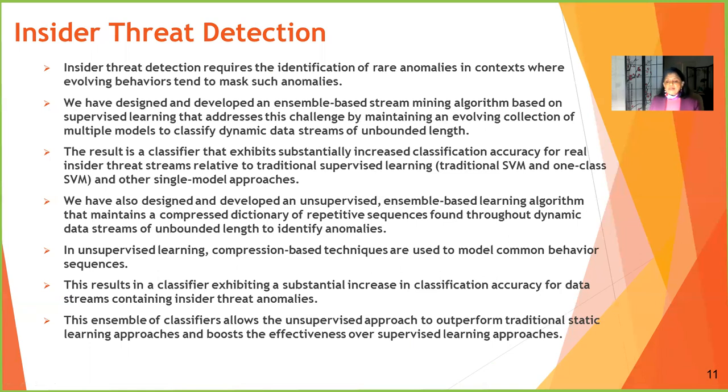And it is based on some complex dictionary methods. We have a number of papers in this area. So repetitive sequences found throughout dynamic data streams of unbounded length are used to identify anomalies. In unsupervised learning, compression-based techniques are used to model common behavior sequences. This results in a classifier exhibiting a substantial increase in classification accuracy for data streams containing insider threat anomalies. This ensemble of classifiers allows the unsupervised approach. So we found that the surprising unsupervised approach performed much better, with higher accuracy and so on.